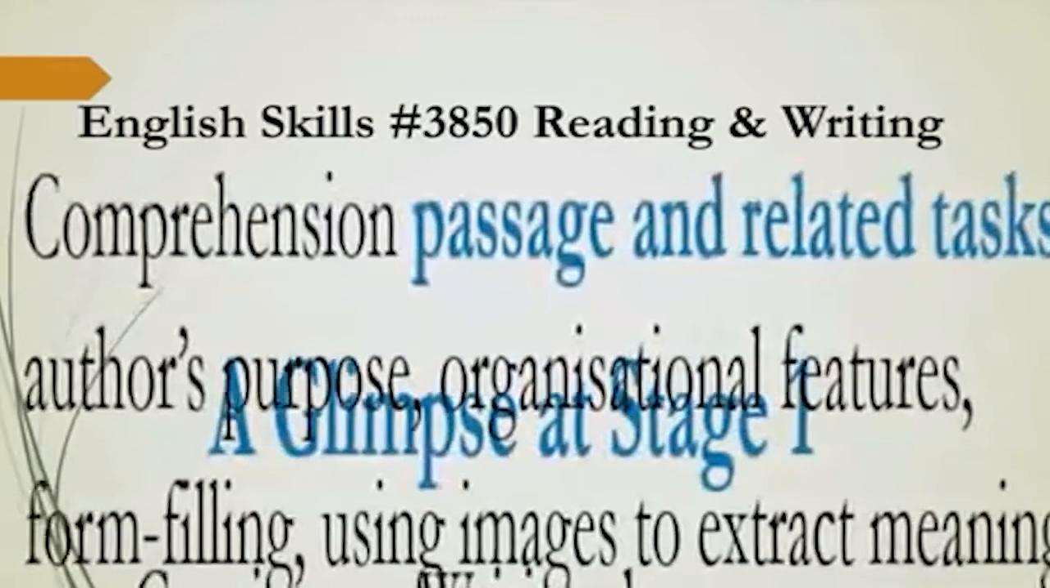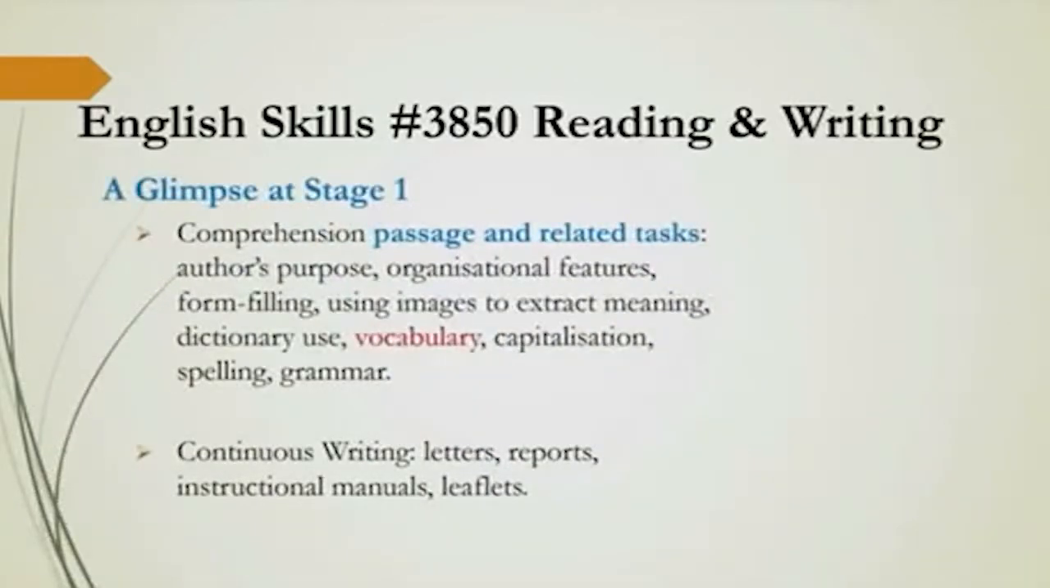Now let's do a little recap before we look at the vocabulary activities. At stage 1, remember City and Guilds English skills and math skills are offered at 3 stages. Let's take a look at stage 1 of English skills. You are exposed to comprehension passages and related tasks. You're asked to identify the author's purpose or identify organizational features. You're given a form to complete or fill in the relevant information. You have to use images to extract meaning, so you have to examine the images closely and tell what you understand from those images. Then there is dictionary use, vocabulary, capitalization, spelling, and grammar.